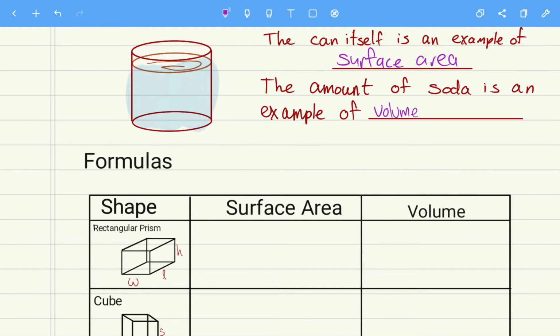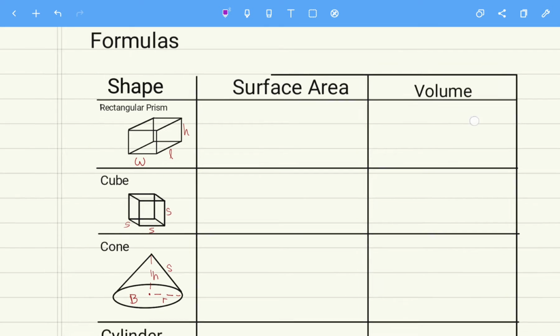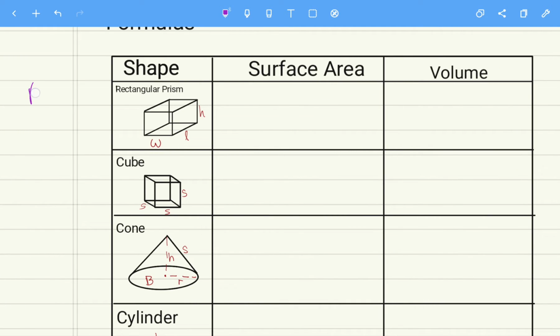Now we have to look at a few formulas for surface area and volume. Our first shape is a rectangular prism. Now, for any prisms, the volume is going to basically be the area of the base times the height or the length of that. But let's look at some of the specific formulas for these.